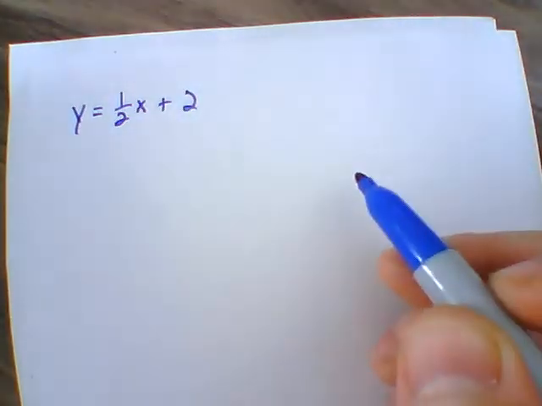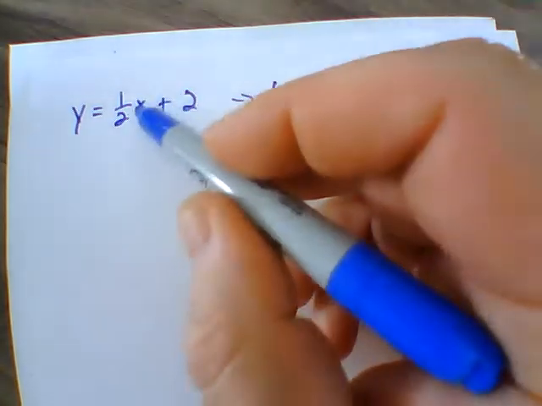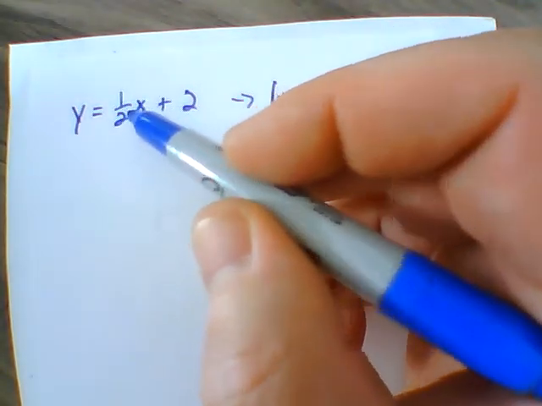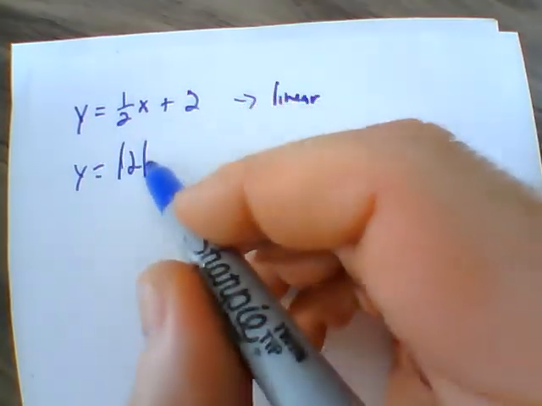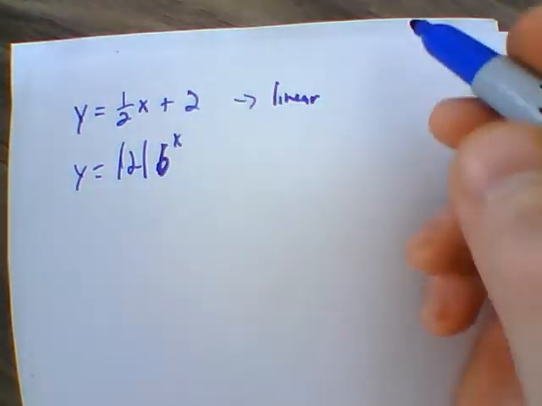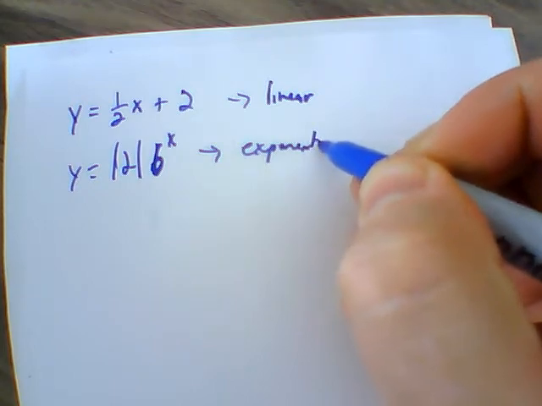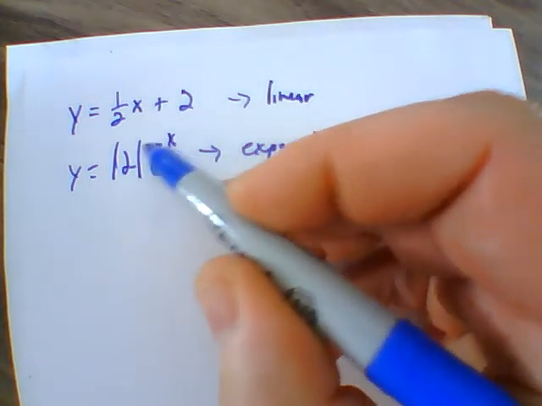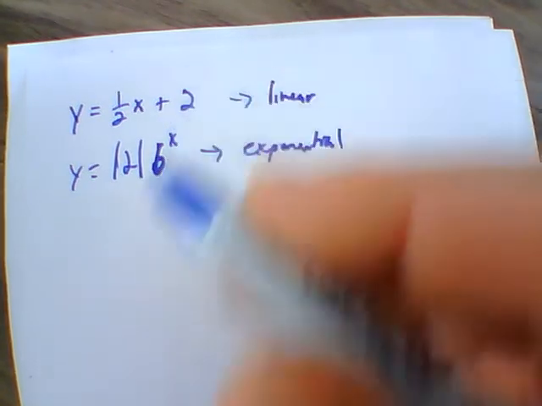So if I said that y equals 1/2 x plus 2, this would be a linear function. Once again, x has a single exponent, it's a product in here. If I said y equals the absolute value of 2 times 6 to the x power, now we would be looking at this and we'd say this is exponential. Once again, because x is in the exponent, it doesn't matter we have the absolute value of a number. This is just the number 2. It's 2 times 6 to the x power. Our x is up here.